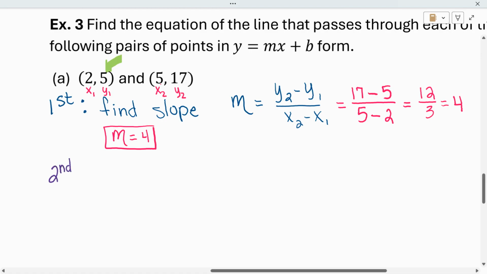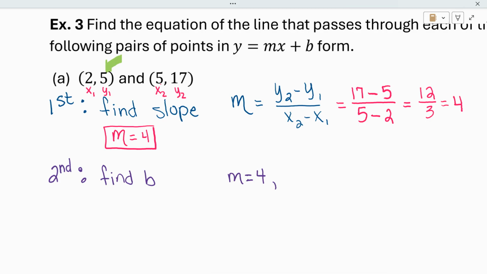Second, we need to find b. That's our second parameter. We do that by using our slope of 4 and one ordered pair. Pick one of them, I don't care. Which ordered pair do you want to use, Michelle? 2, 5 or 5, 17? 2, 5. I like that. I would always choose smaller numbers over larger numbers. Always.